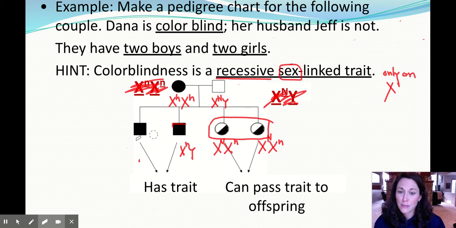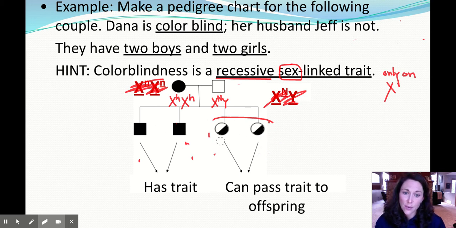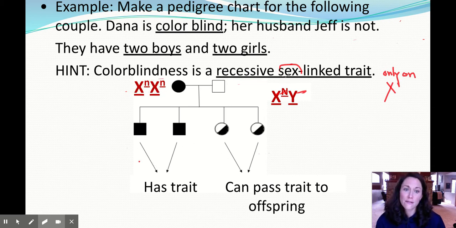Okay, if you're back with me, then we're ready to try another example. This was a tricky example because it was a sex-linked trait, but not all of the traits that we trace on pedigrees are going to be sex-linked. Some of them will be much, much easier to fill out. And so we'll work on an easier example next.